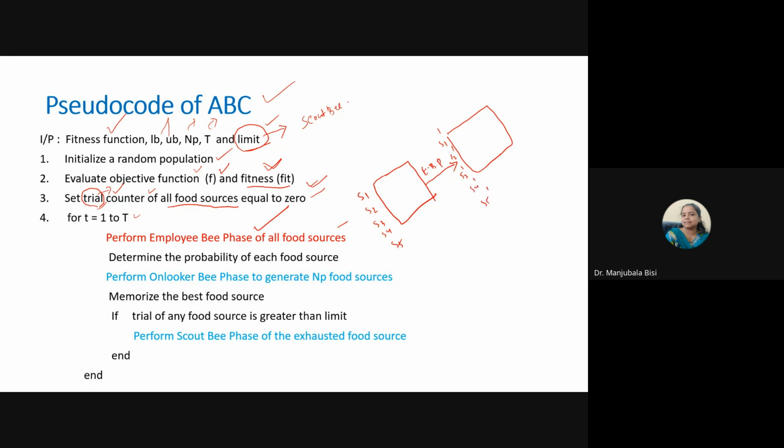So whichever is better, right? Then we do the greedy selection between S1 and S1 dash, S2 and S2 dash, similarly S5 and S5 dash, and the better solutions are the output of this employee bee phase.